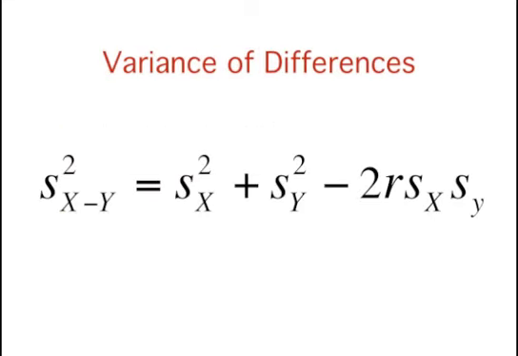To see why the standard error of the difference between means is smaller in a correlated t-test, consider the variance of difference scores. The formula for the variance of difference scores is shown here. The variance of the difference between the scores in two conditions, x and y, is the variance in the first condition, x, plus the variance in the second condition, y, minus twice the product of the correlation, the standard deviation of x, and the standard deviation of y. Therefore, the higher the correlation, the lower the variance of the difference scores.